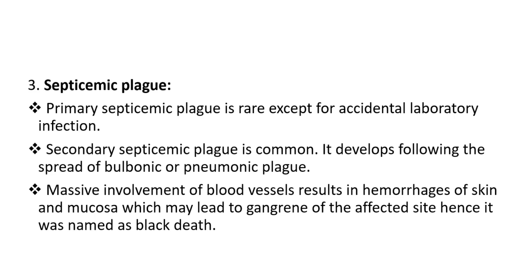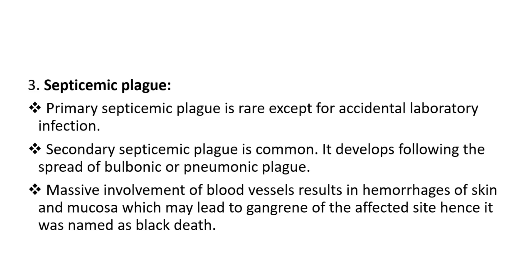Okay, so septicemic plague develops following the spread of bubonic and pneumonic plague. It is life threatening because of the massive involvement of the blood vessels, and we can see the hemorrhages here. It may also lead to gangrene.